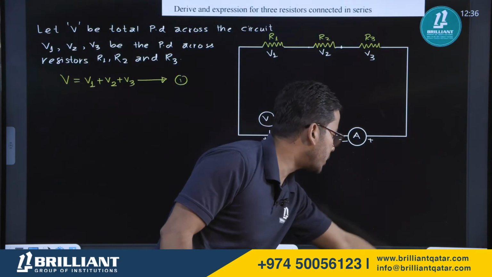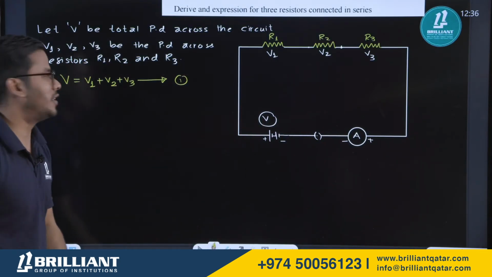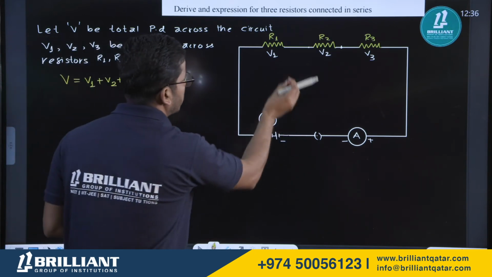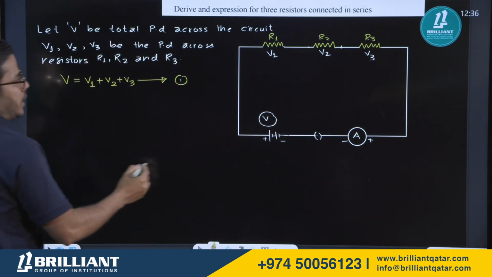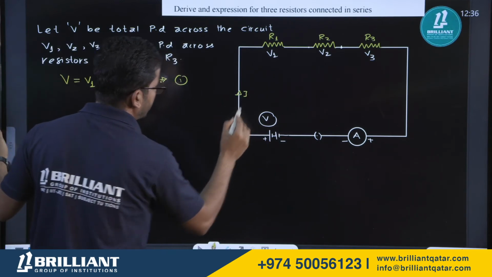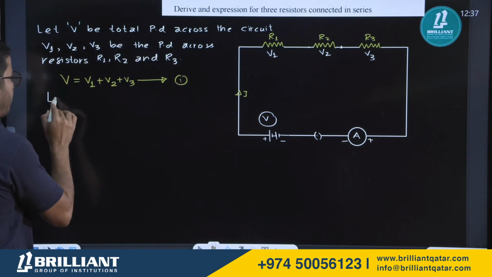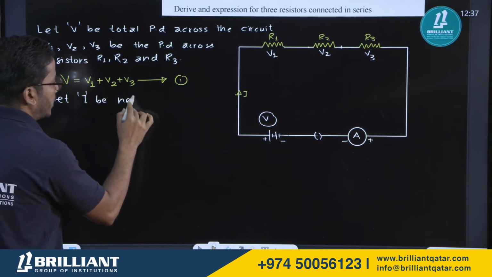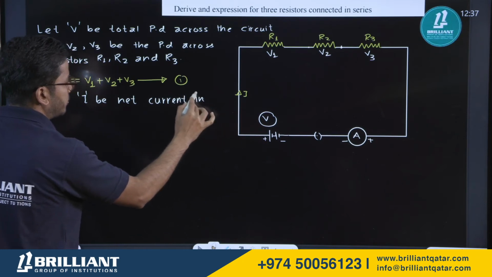See, numericals make things very easy in life, but we are running away from numericals, right? So V is equal to V1 plus V2 plus V3. The total potential difference will be V1 plus V2 plus V3. All right, so what is next? Next, I'm going to pass a total current I. Then I write over here, let I be the net current. Net means the total current in the circuit.